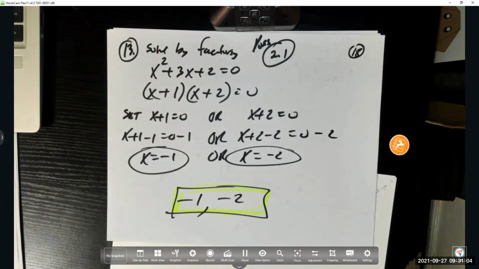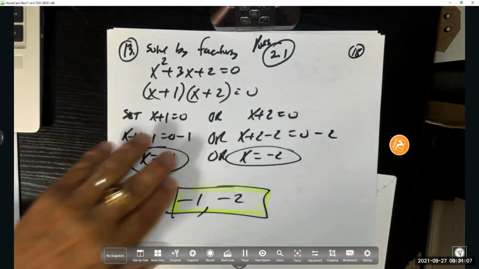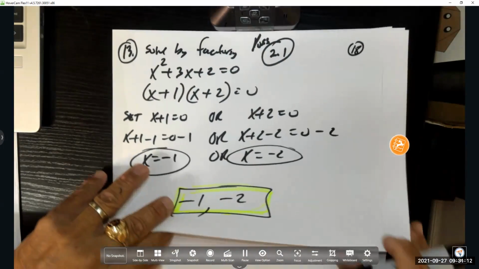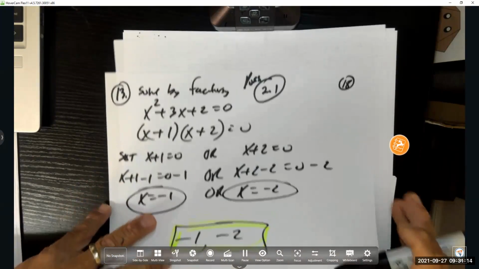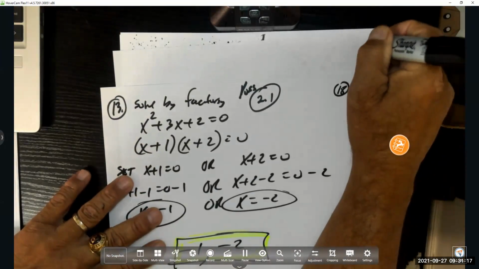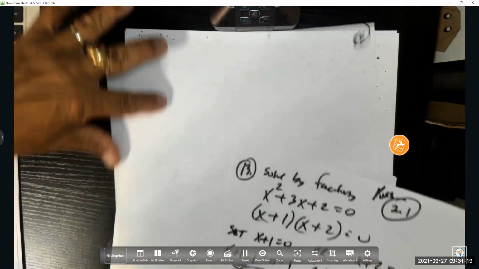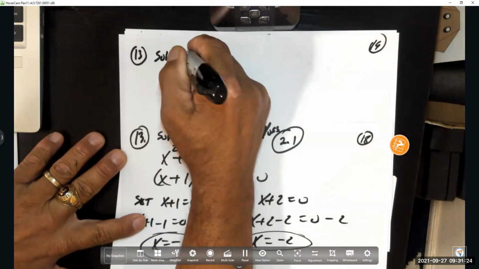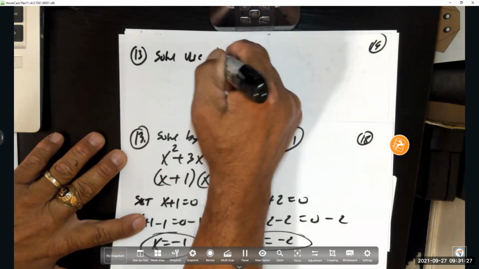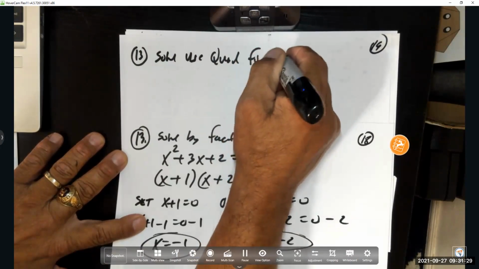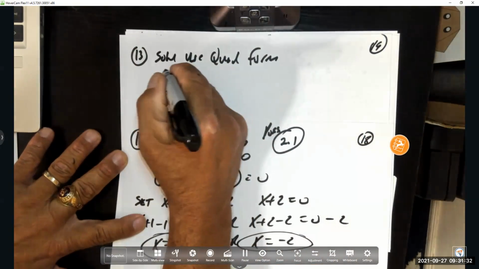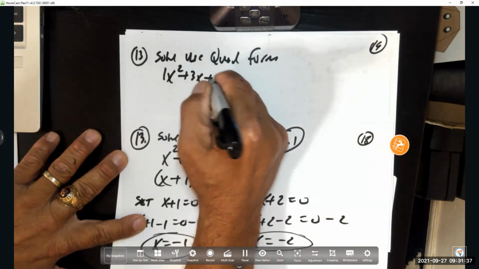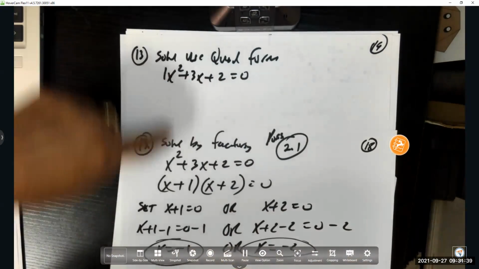So now I'm going to do the same problem, but I'm going to do the quadratic formula on it. Even though it's easy numbers, it doesn't matter. I'm going to do it the long way. So let me do one more like this. Number 19. I'm going to say solve, use quadratic formula. So I'm going to have 1x squared plus 3x plus 2 equals 0. There it is, the same problem.